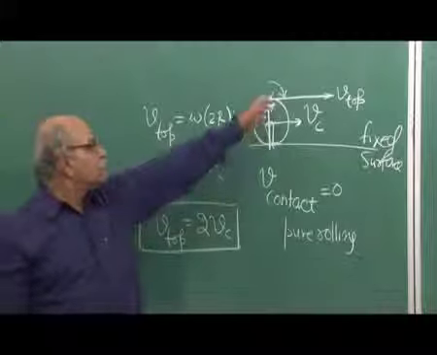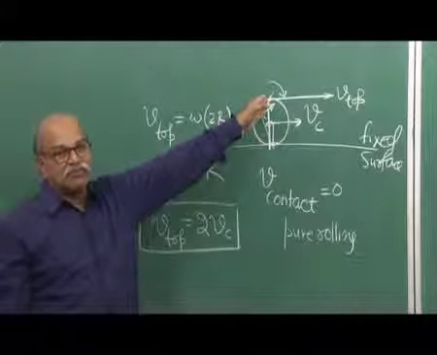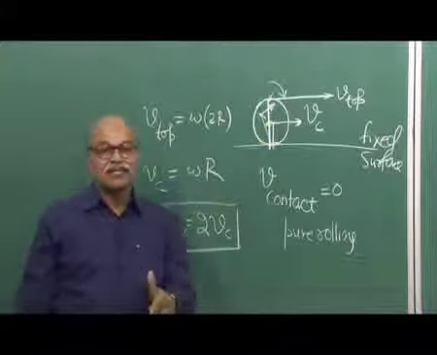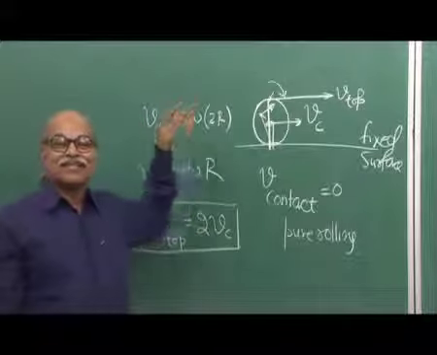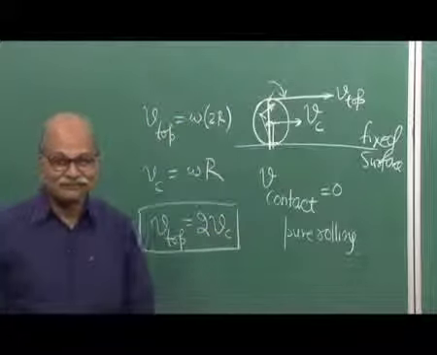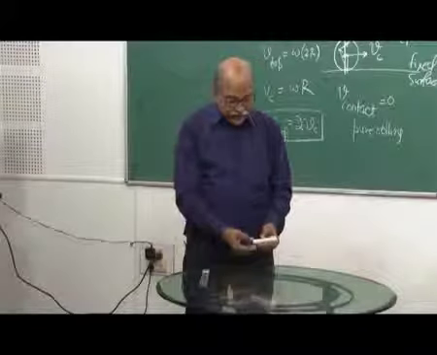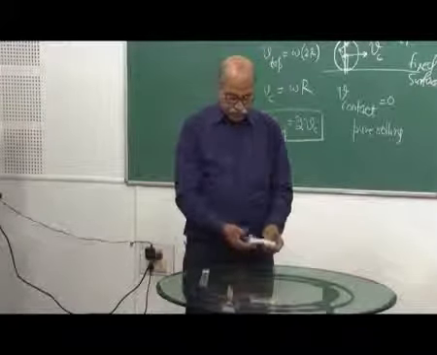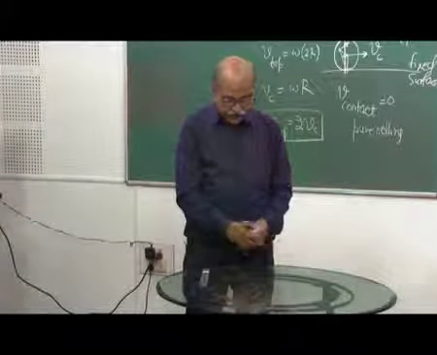The velocity of the topmost point is double the velocity of the center, and my experiment will just demonstrate this fact. So I have this cylindrical object. This is just a PVC pipe, very commonly used for many purposes, and I am putting it on this horizontal surface, and it can roll here.